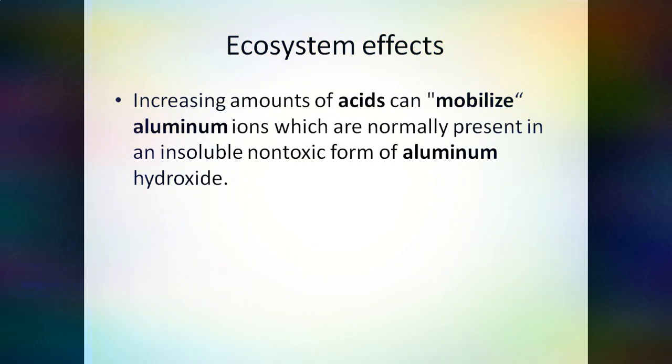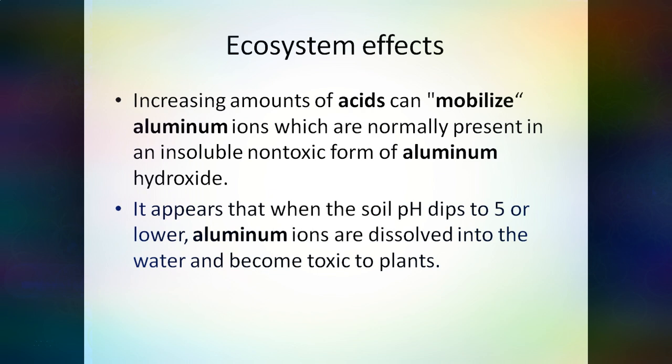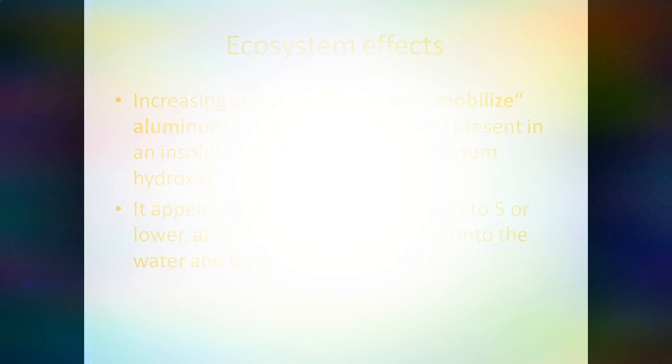Increasing amounts of acids can mobilize aluminium ions, which are normally present in an insoluble, non-toxic form of aluminum hydroxide in the soil. However, when acid deposition reaches the ground, it appears that when the soil pH dips to 5 or lower, aluminum ions are dissolved into the water and they become toxic to plants.